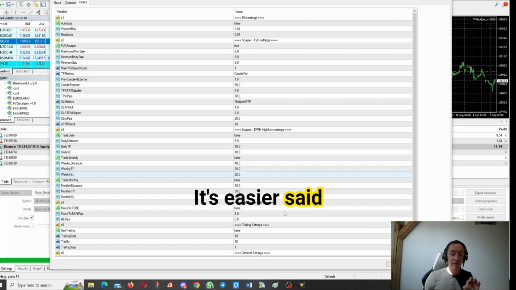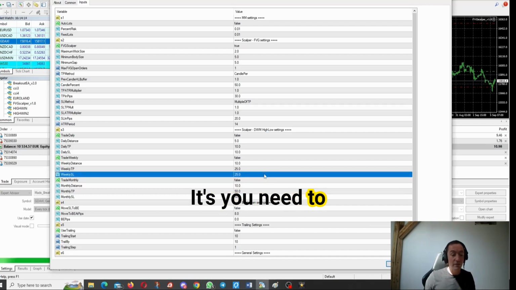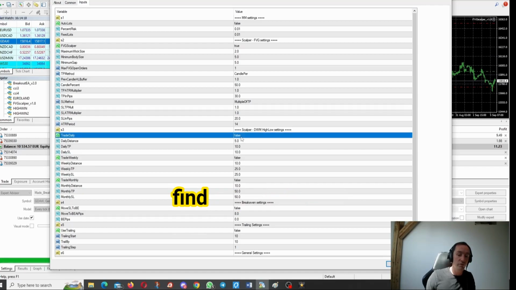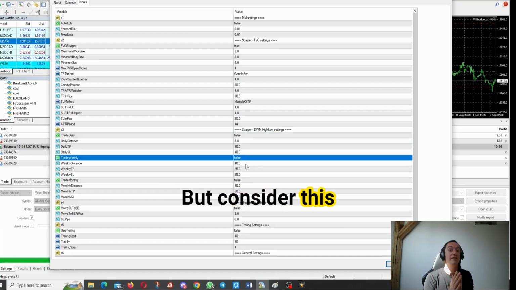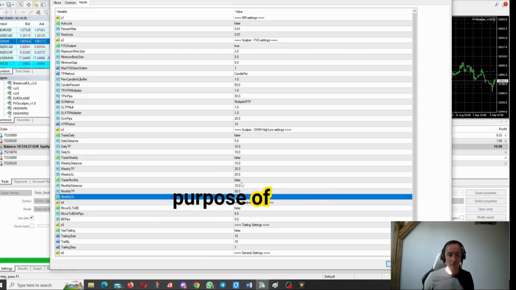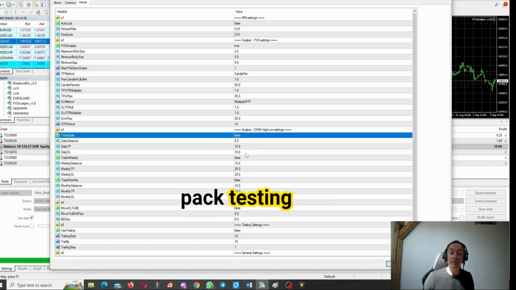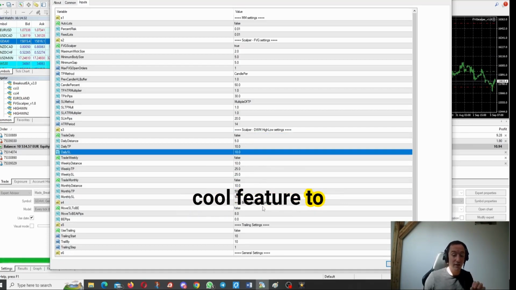It's easier said than done. You need to know what you're doing here, but I'm pretty sure there'll be people who will find very profitable strategies just using this on its own. But consider it a mini bonus for those who have faith in me. It's not the main purpose of this bot, and I haven't done as much backtesting with this, but it is a cool feature to have.